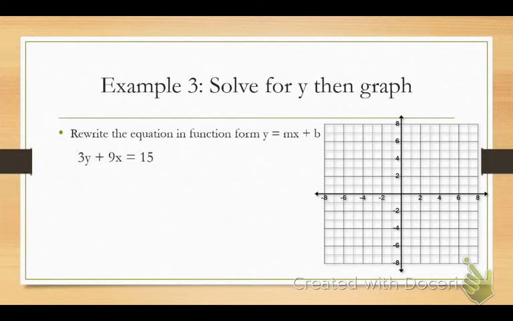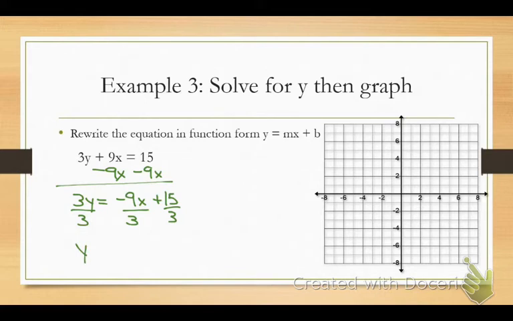All right, so I want to practice one more problem. I'm not going to make you graph it. I'm just going to show you the graph, but I want you to first rewrite this equation in function form. Go ahead and do that. Okay, did you subtract 9x first from both sides? Remember, you cannot combine those terms, so now it's 3y equals negative 9x plus 15. And now divide everything by 3. And y equals negative 3x plus 5, okay?